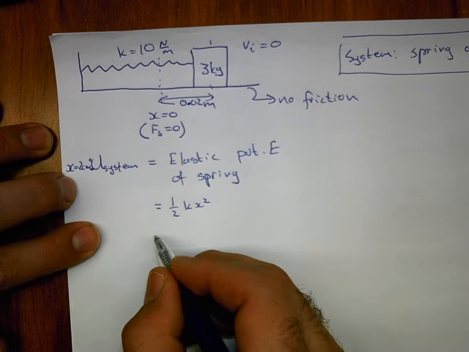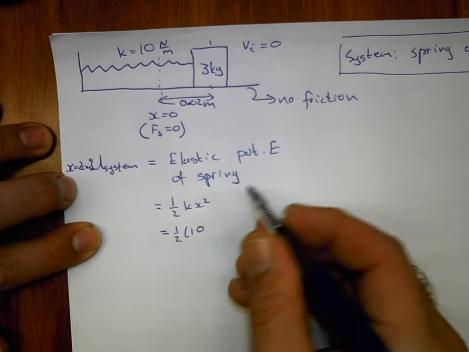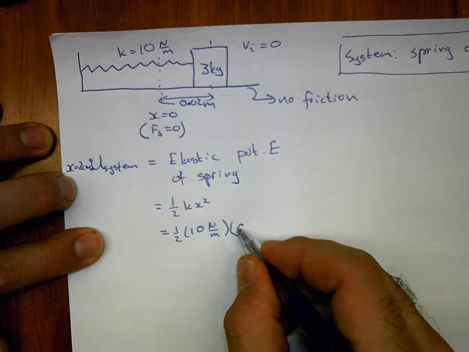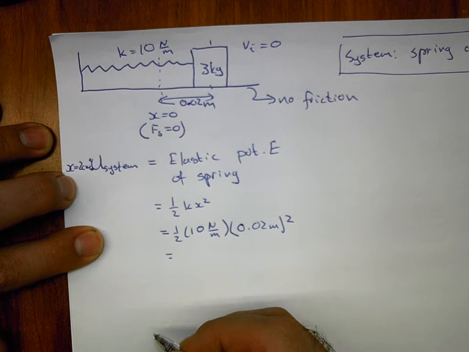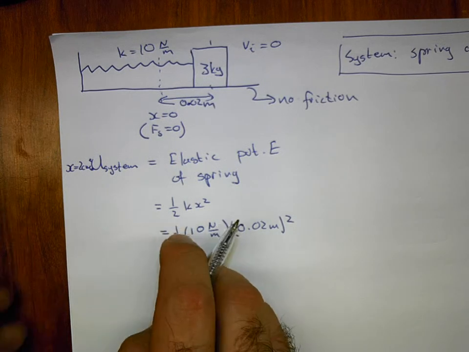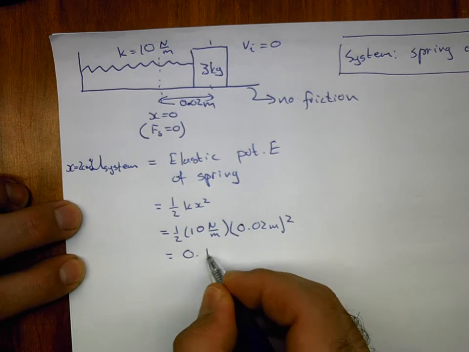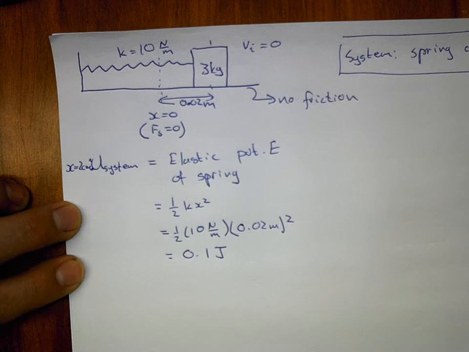So the potential energy of the system initially is 1/2 times the spring constant, 10 newtons per meter, times x, which is 0.02 meters, squared. And the answer that we get is 0.1 joules. So you can check me with the calculator if you want. Make sure that I didn't miscalculate.